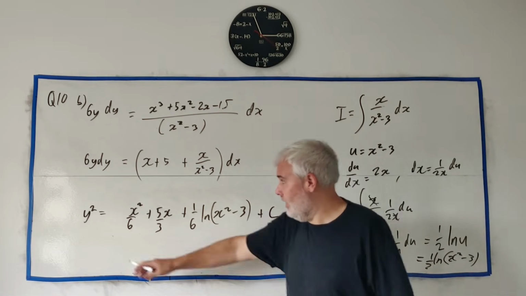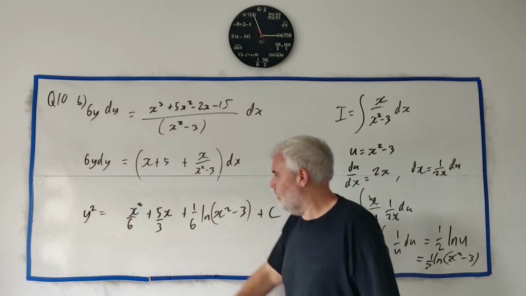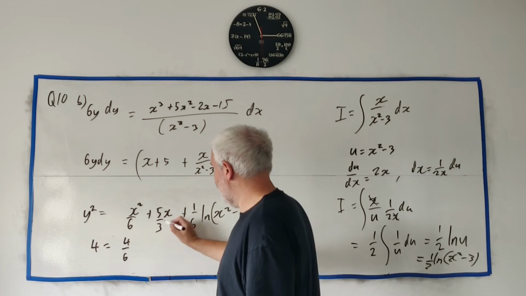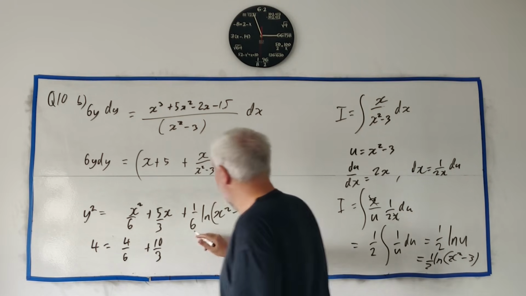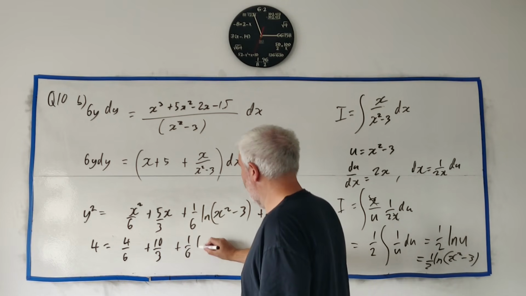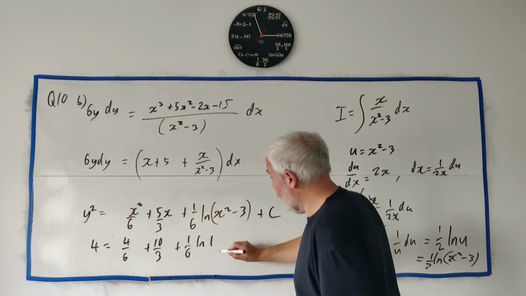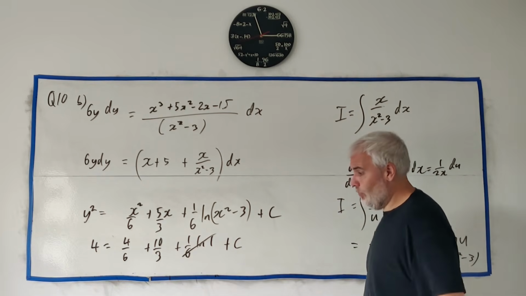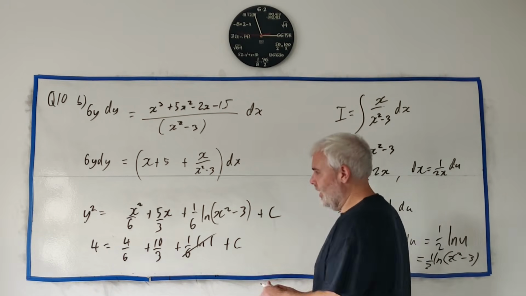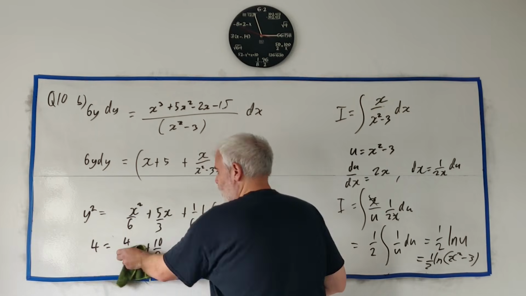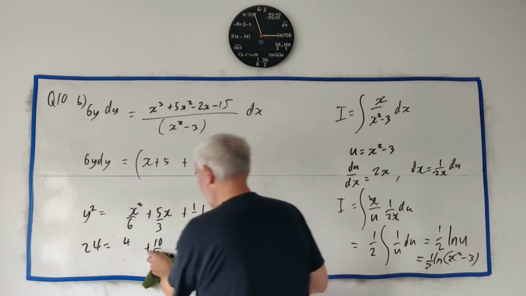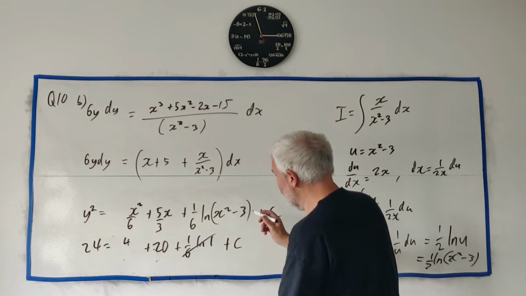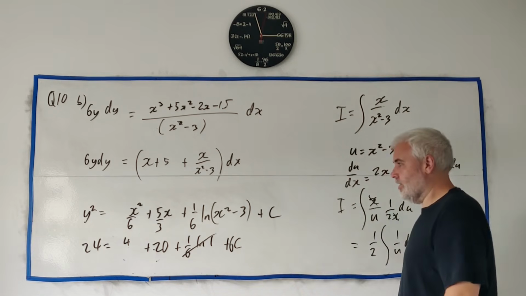So let's just fill them all in. The y equals 2 and x equals 2. This becomes 4. This becomes 4 over 6. This becomes 10 over 3. This becomes 1 over 6 times natural log of 4 minus 3. That's 1, and that's going to go to 0, plus c. We can multiply everything by, sorry, by 6 to get rid of these 6's. I'm a little out of room, so I'll just put that in there. 24, that'll become 20. That's nothing. This, multiply this by 6. We could just leave it as another c, but alright, let's put in a 6 here.